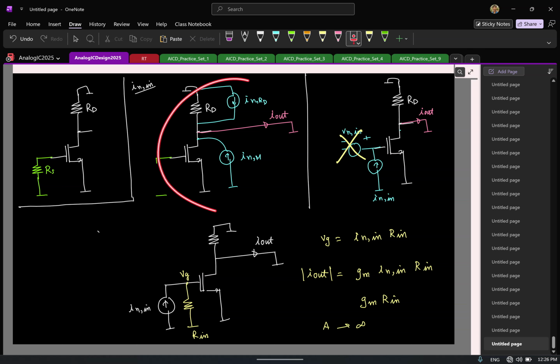So here you will compute some power spectral density. Finally, you will divide it by the gain. So the gain is infinity. So the input referred noise current will be 0. Okay. So that's why we don't have to compute it next time. So if the input impedance is infinity, we can straight away say that the input referred noise current is 0.